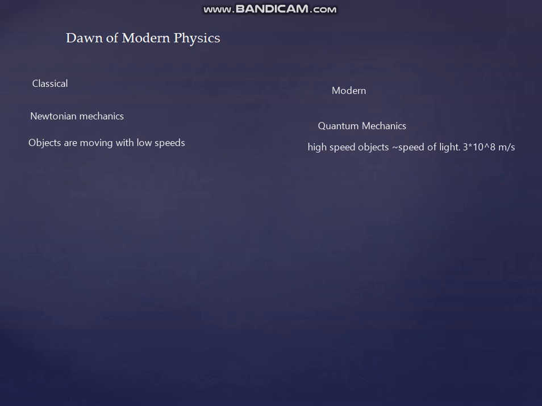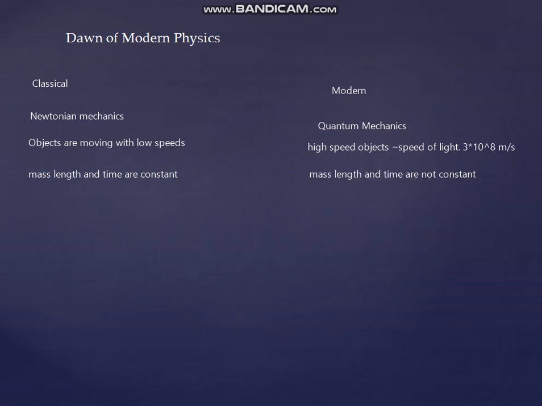So the next difference is that physical quantities such as mass, length, and time are constant in classical physics, while in modern physics these are not constant. Mass, length, and time in modern physics are not constant. Okay, so we'll just add not constant.